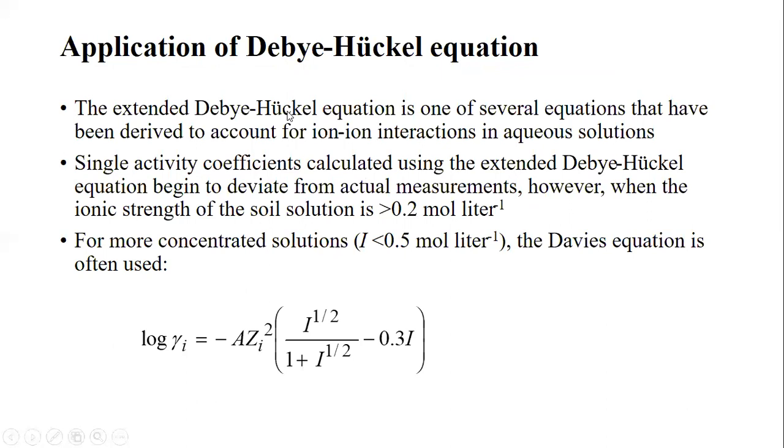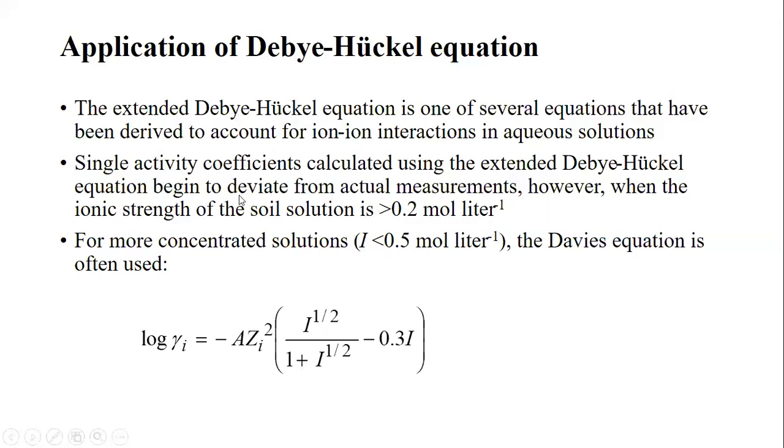Okay, the extended Debye-Hückel equation, the one we just called extended, it has the A sub I, which is the parameter that's related to the size. The extended Debye-Hückel equation is one of several equations that have been derived to account for ion-to-ion interactions in aqueous solution. Single ion activity coefficients calculated using the extended Debye-Hückel equation begin to deviate from actual measurements. However, when the ionic strength of the salt solution is greater than 0.2 mole per liter. So the more concentrated solutions, we cannot apply.